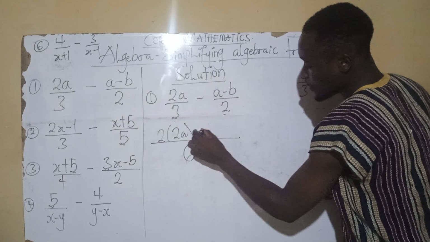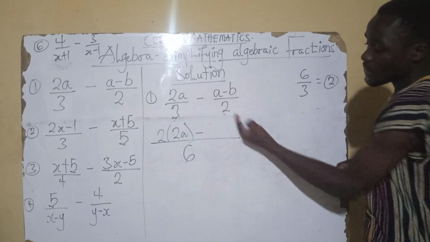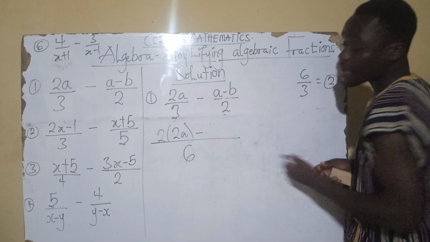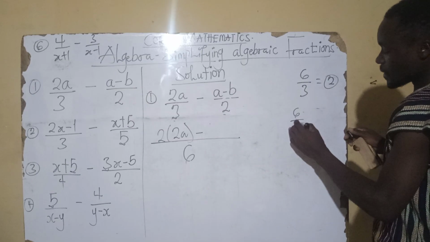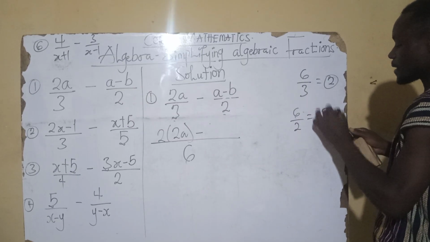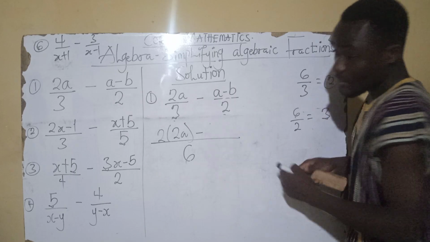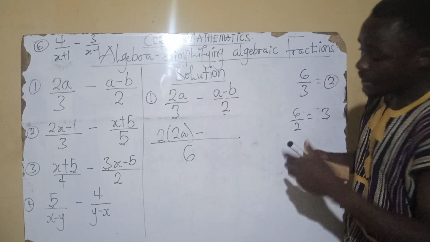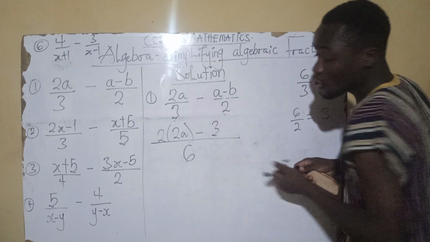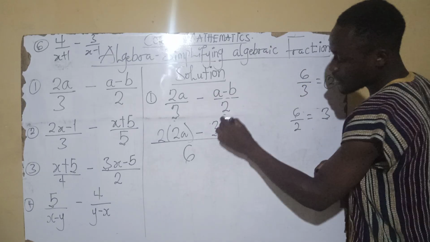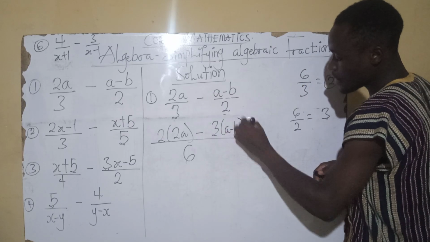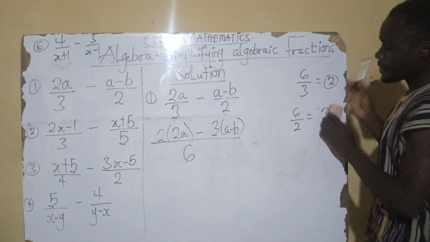Then my minus sign will come. Then over here, I will check the number of times that 2 goes into this. So I have 6 over 2, where I'm going to get what? 3. Are you with me? Very good. So now 2 goes into 6 how many times? 3 times. So I'll use the 3 to multiply the numerator of that. So I'll have a minus b in that bracket. Are you following? Very good.